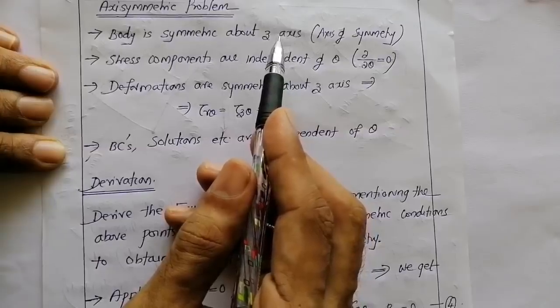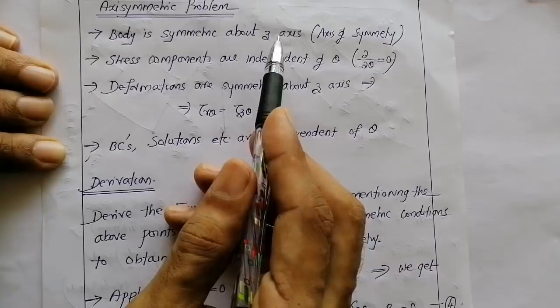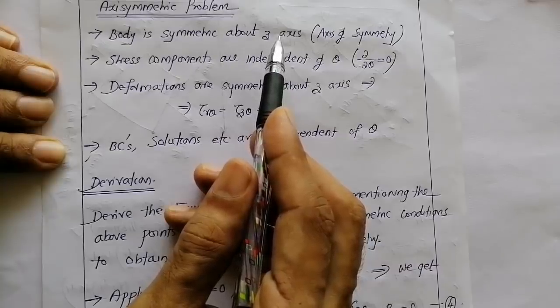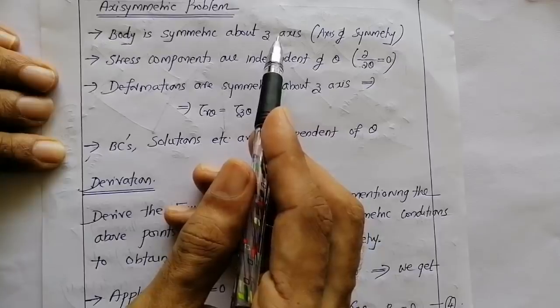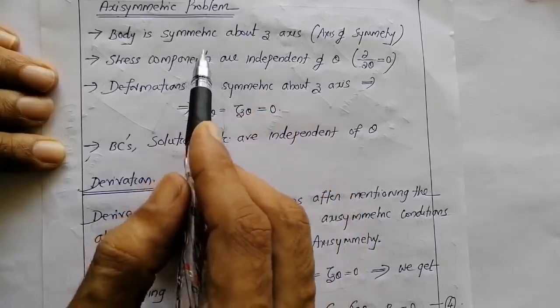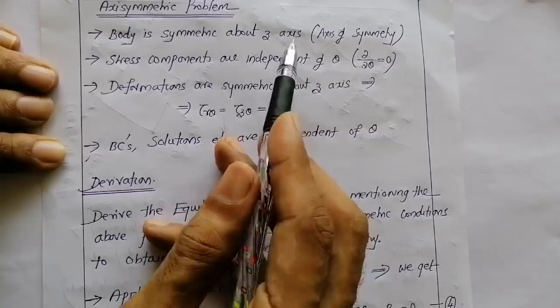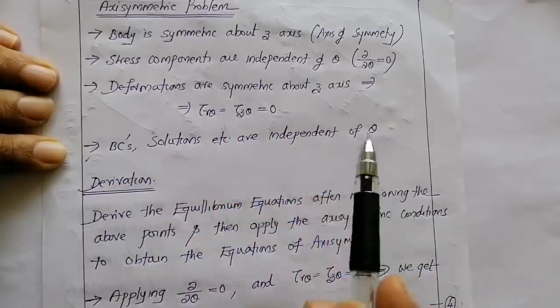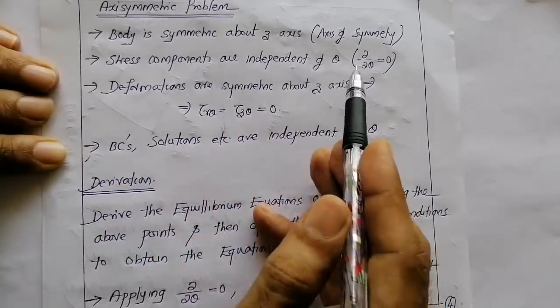Now if you take a cylinder, the axis is through the center of the cylinder, and this axis is oriented, let us assume it is along the z direction. So about the z axis, the entire structure is symmetric. So a cylinder is an example for an axisymmetric problem. So whenever you are asked what is axisymmetry, you have to explain with 2 points.